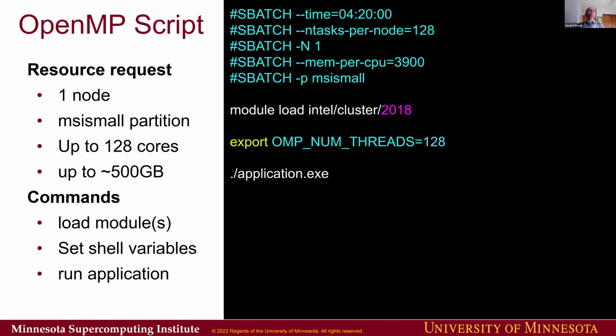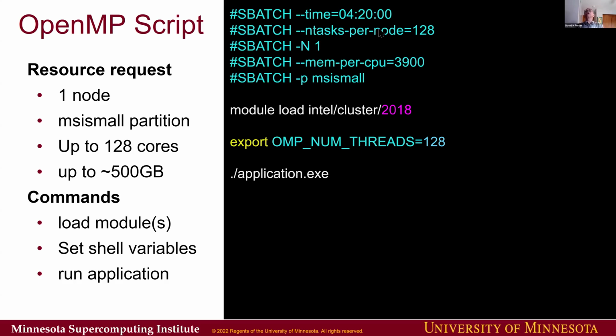So the Slurm script, again, is going to look very similar to what we've seen before. You're going to have resource requests with these #SBATCH lines that begin with #SBATCH. Again, because this is going to be shared memory, it'll just be running on one node. And because it's running on just one node, you can have it run in the MSI small queue.